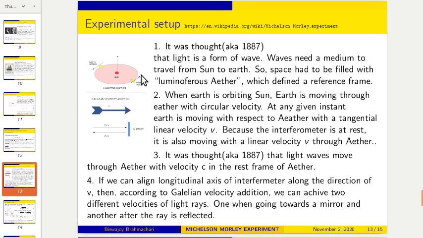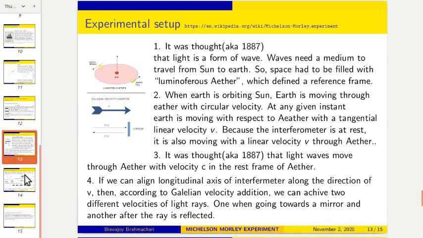This is a crucial thing. There is a direction in which Earth is moving, and we have to set one arm of the interferometer along this direction. Then we can get two different velocities, c plus v and c minus v. We will see how, it is by reflection. If we align the longitudinal axis of the interferometer along the direction v, then according to Galilean velocity addition, we can achieve two different velocities of light rays: one when going towards the mirror, and another after the ray is reflected. So this is very crucial.